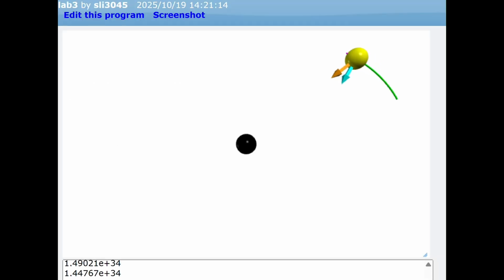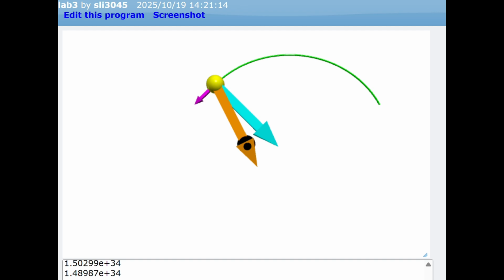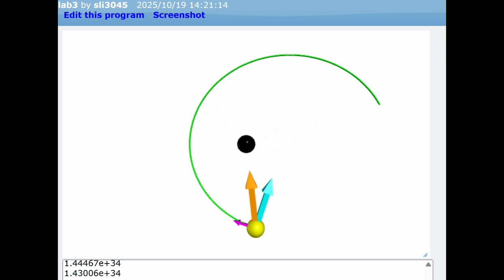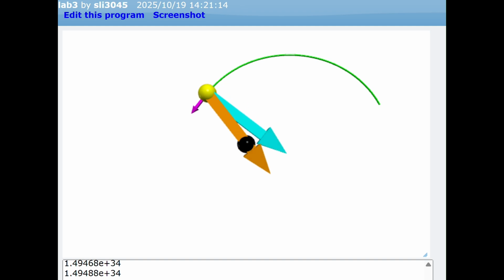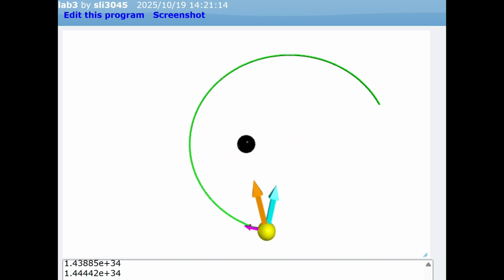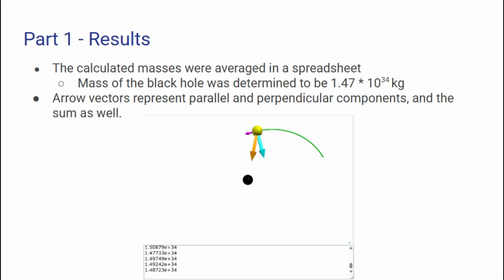And here you can see a video of the actual lab, the trajectory of the object, and I'll talk about the results while it plays. The calculated masses were averaged in a spreadsheet, and the mass of the black hole is determined to be 1.47 times 10 to the 34th kilograms. Arrow vectors, the blue and the pink, represent the parallel and perpendicular components of the force, and the sum of them is the orange, which is the net force.